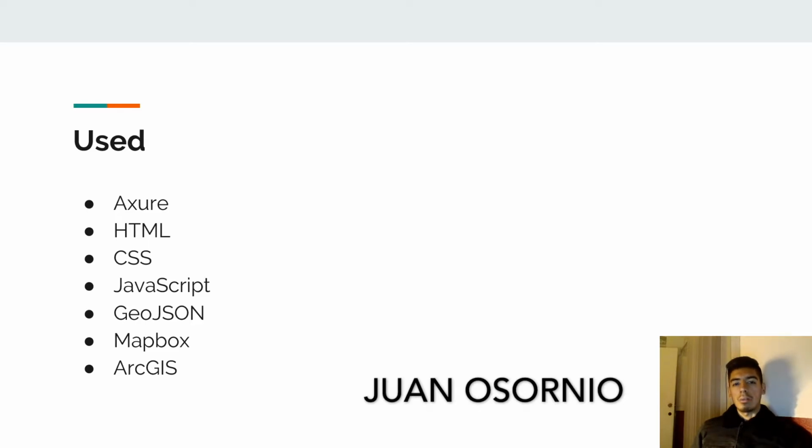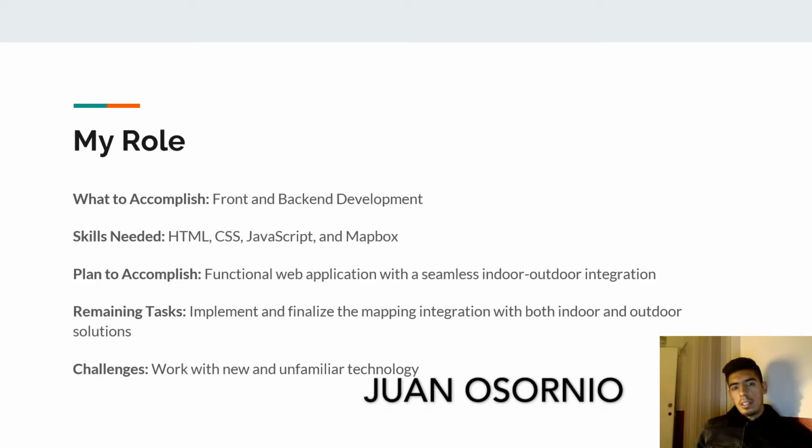And there might be a possibility that we're going to be working with ArcGIS. So the role for my project is pretty much going to be working with both the front and back end development. So I'm going to be working with both teams on that. Some of the skills that I'm required to use are definitely going to be working with HTML, CSS, JavaScript, and Mapbox. What I plan to accomplish is pretty much create a functional web application with the seamless indoor and outdoor integration that the sponsor asked for.